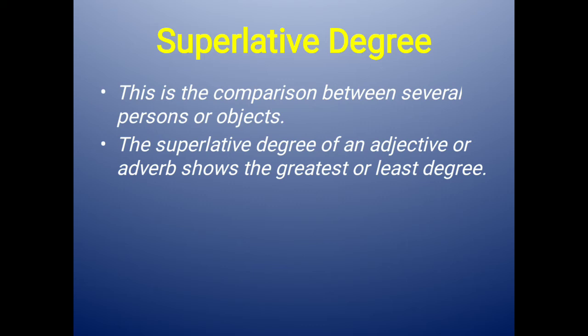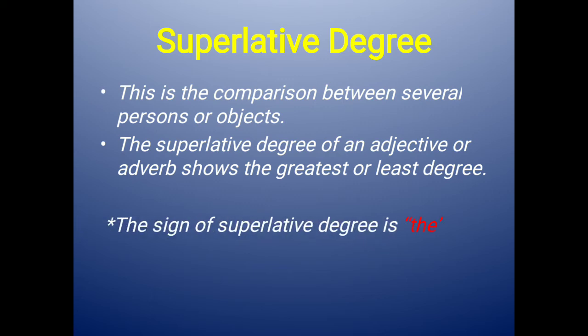So the superlative degree of an adjective or adverb shows the greatest or least degree. This is also indicated as the greatest form of the object, or maybe the least form of the object. And with the help of the word "the", or you can call it "the" if a vowel sound is there. So the sign of the superlative degree is "the".